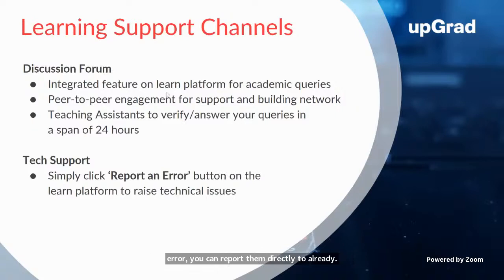One is for the academic. I'll reiterate again. For academic support, the discussion forum will be your point of contact. And second, in case of a content error, you can always click on the report an error button and report it to the content team, and our content team will get back to you within 24 to 48 hours. For a technical error on the platform also, you can use the same report an error button and report it from the platform itself.